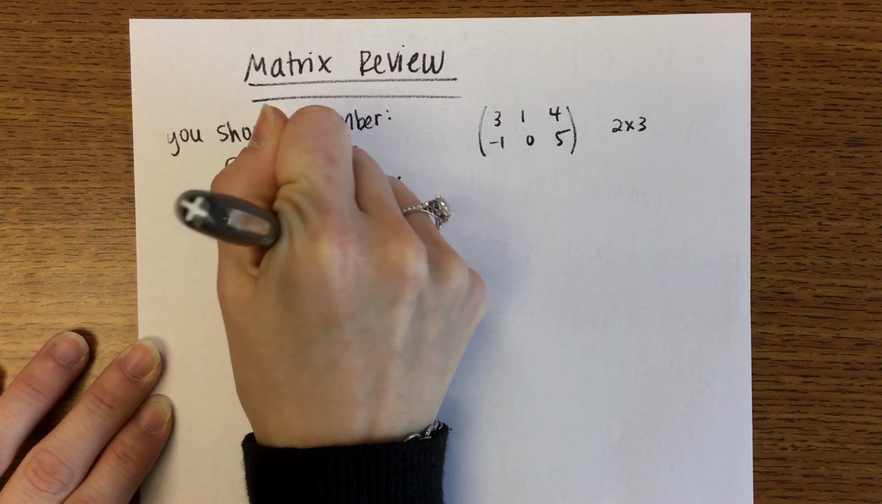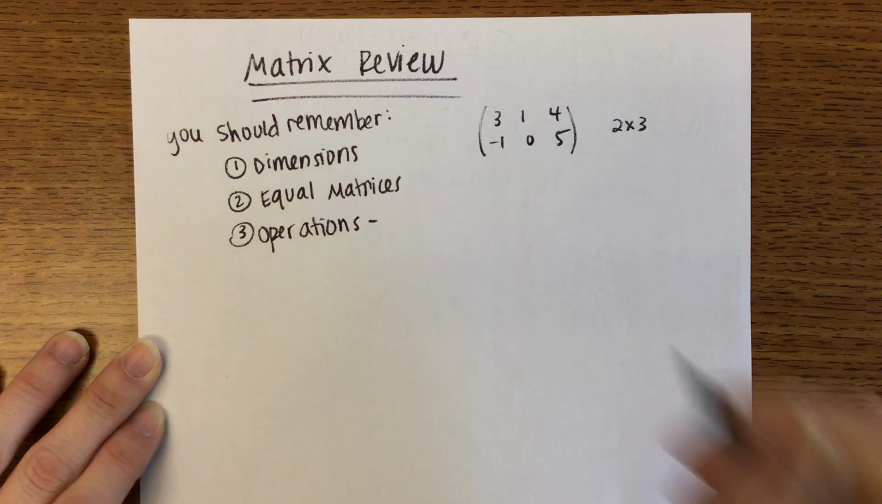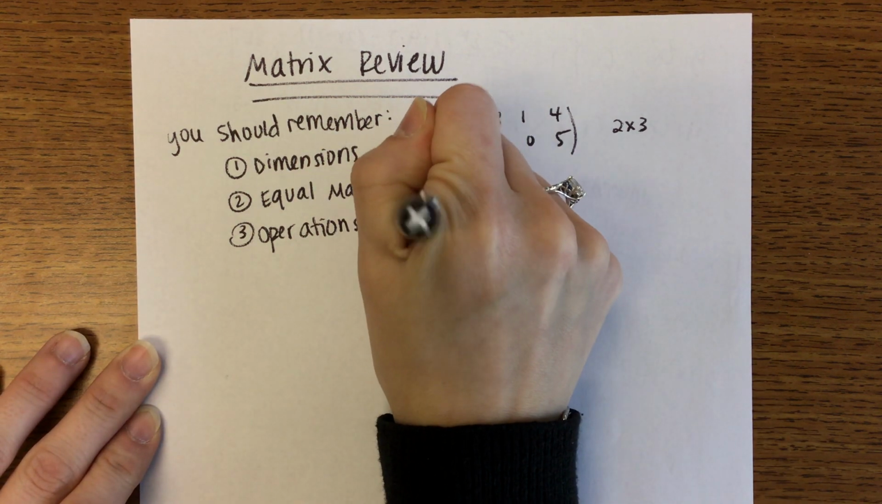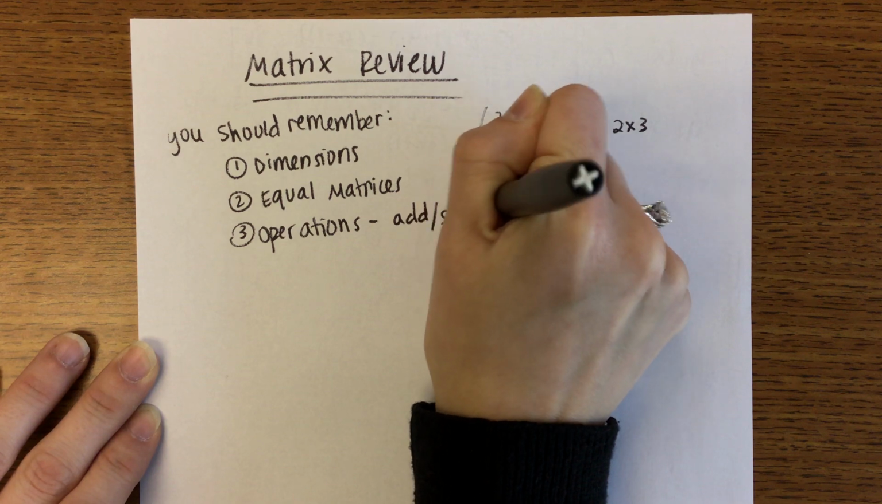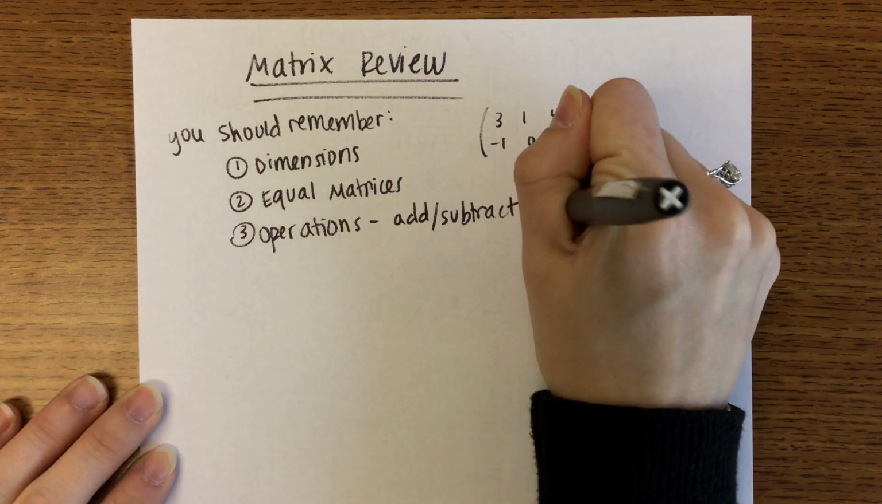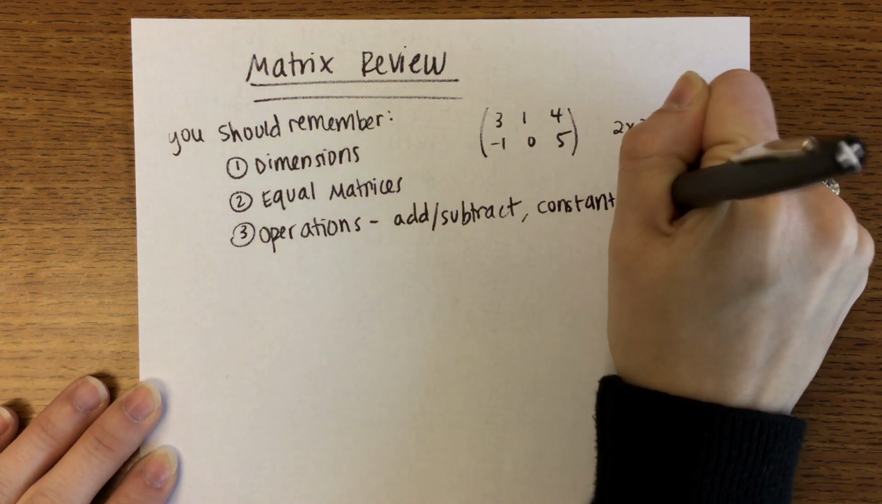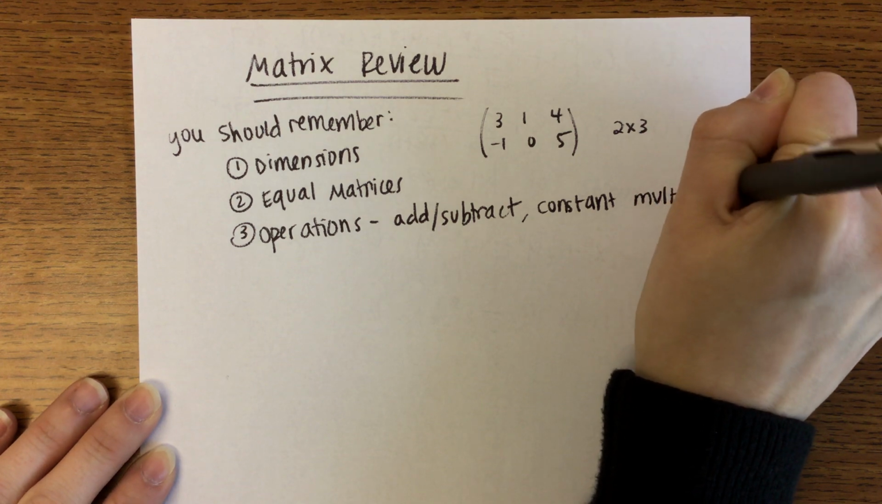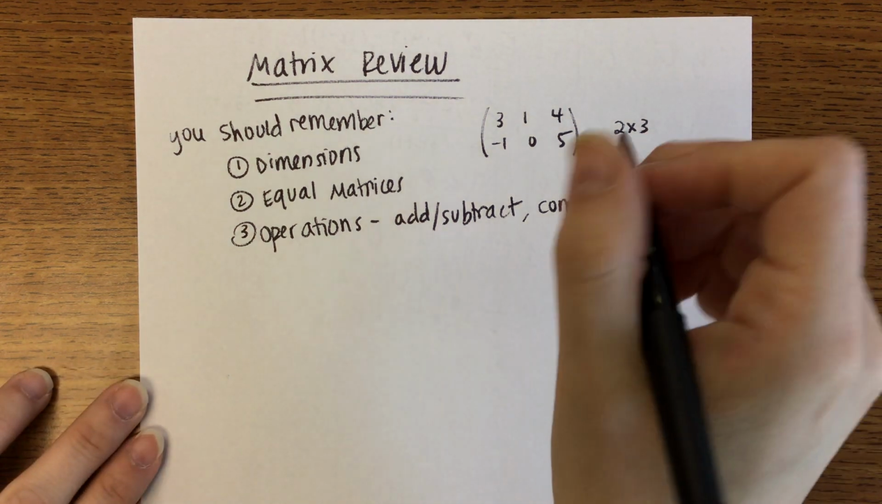I also want us to remember how to perform operations with matrices. How do you add or subtract matrices? First of all, when is it possible? When what's the same? Same dimensions. To add or subtract matrices, they have to have the same dimensions. I think we can hopefully remember how to take a matrix and multiply it by a constant. Right? Multiply all the elements by the constant.